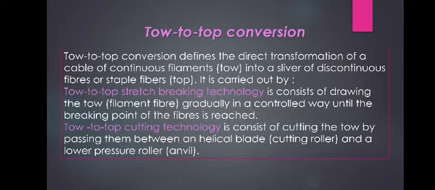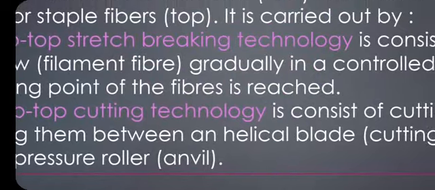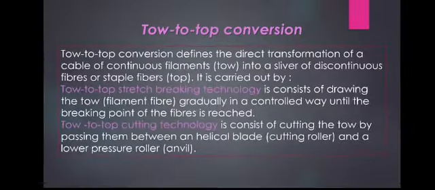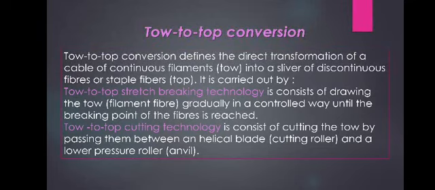So it is converted by the stretch breaking. By giving a pressure, a stretch is given and the filament fibers are broken at the weakest point. This is known as the tow-to-top stretch breaking technology. Next is the tow-to-top cutting technology. The name itself makes it clear that it is cut into small fibers. The tow or the filament fibers are cut to the same length to form the staple fibers. So this is the conversion of the filament fibers to the staple fibers.